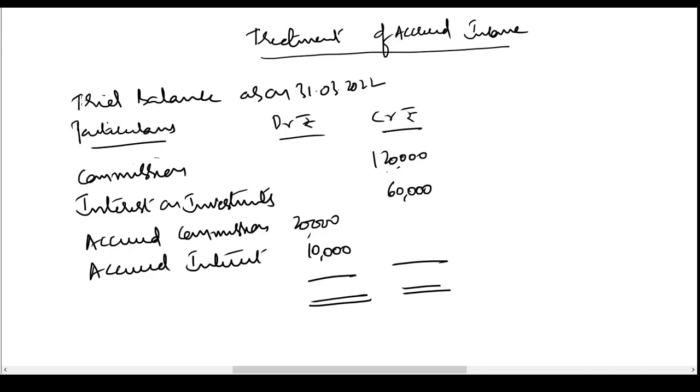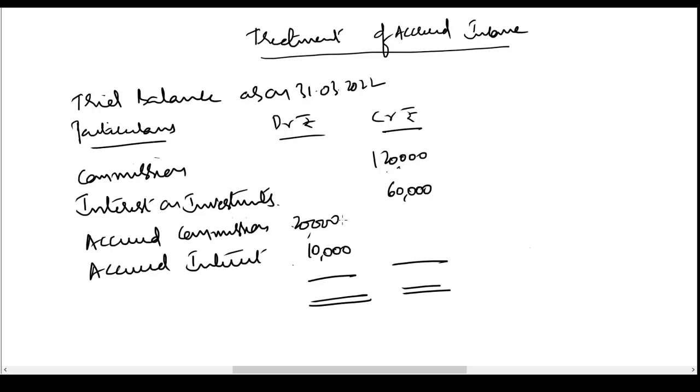Hi friends, in this video we'll learn how to deal with accrued expenses when they are given inside the trial balance. If you observe the problem, the trial balance as on 31st March 22 of a businessman is given to you. Commission is a 1,20,000 credit balance, that means it is an income. Interest on investments is an income showing a credit balance of 60,000. You are given accrued commission inside the trial balance 20,000 and accrued interest 10,000.